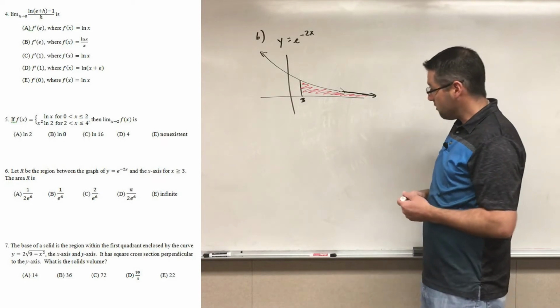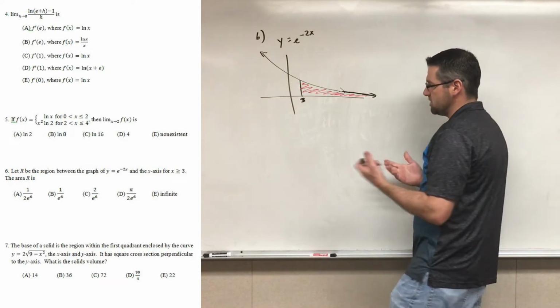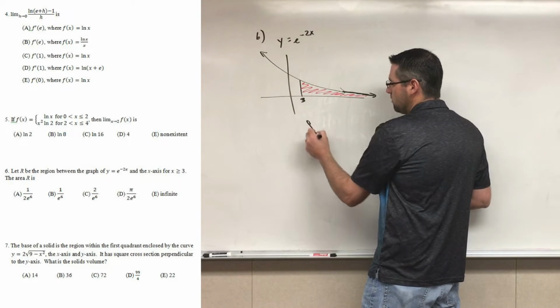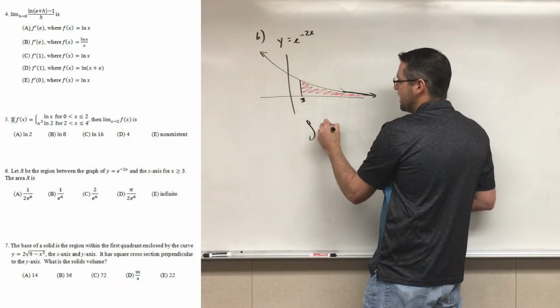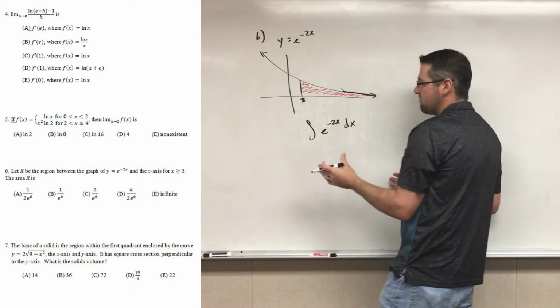If I want to find the area in this region, we would just take an integral. So it would be the integral of e to the negative 2x dx, and now we have to figure out our bounds.